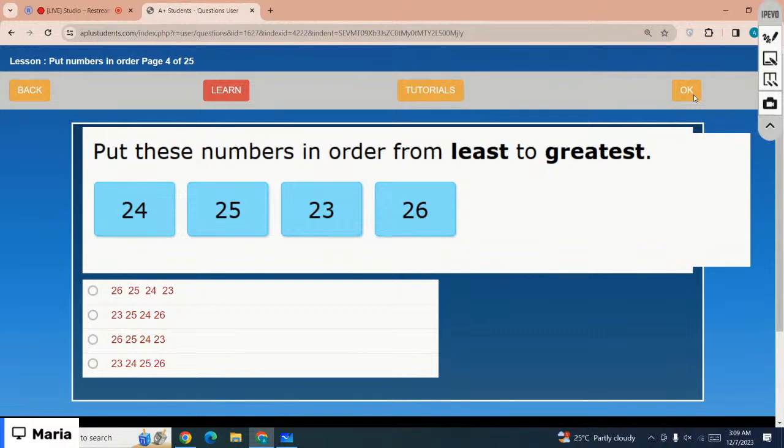Yes, the least one is 23. Then you have 24, then you have 25, and then you have 26, right? So the numbers are 23, 24, 25, and 26. Which is the correct option? 1, 2, 3, 4.